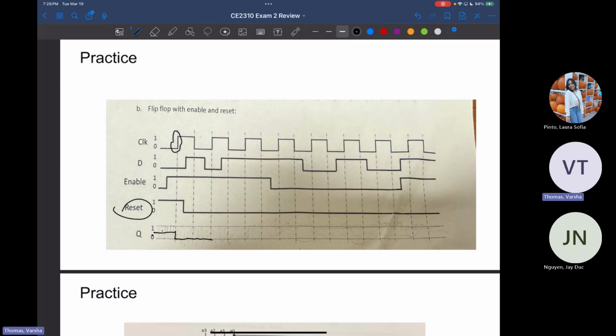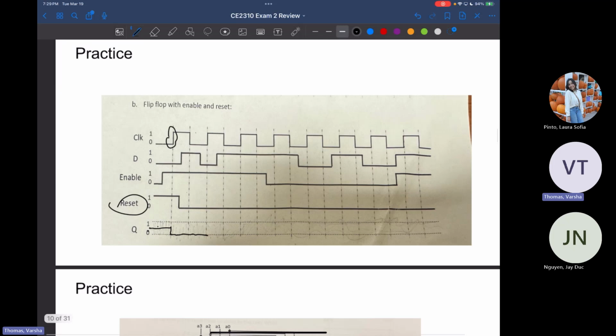If enable is at 1, it means that you change accordingly to the input. But if the enable is at 0, you just keep whatever output you had before, and you don't look at the input. So let's look at the next rising edge. The next rising edge, we have enable 1. It's still 1, and the output is at 0. So we're going to stay at 0, and we're going to go to the next rising edge.